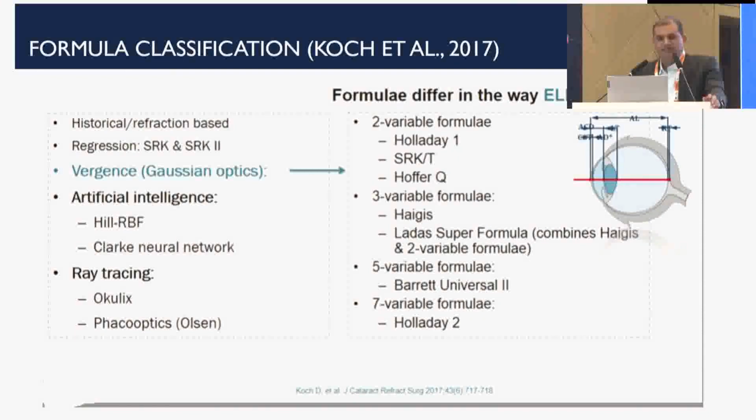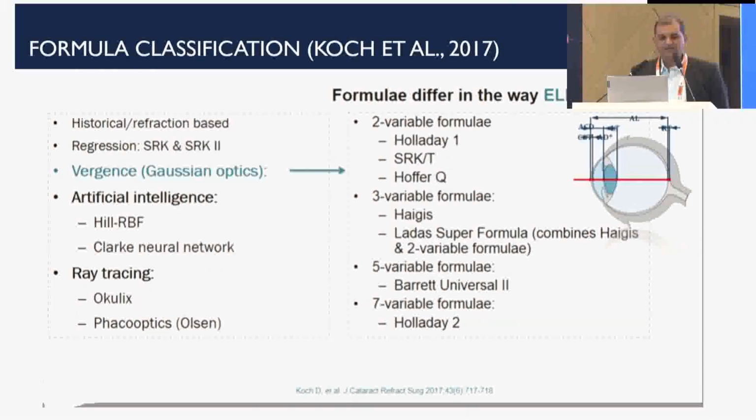So variables like in a third generation formula, axial length and keratometry, and the Haigis formula and the Ladas formula using the anterior chamber depth, or Barrett Universal 2 considering two more variables, like lens thickness and white to white, and Holladay 2 considering the age factor and the preoperative refraction factors. Then artificial intelligence came into place. The Hill RBF is exclusively based on artificial intelligence, but so many other formulas are coming up which incorporate the theoretical model along with artificial intelligence.